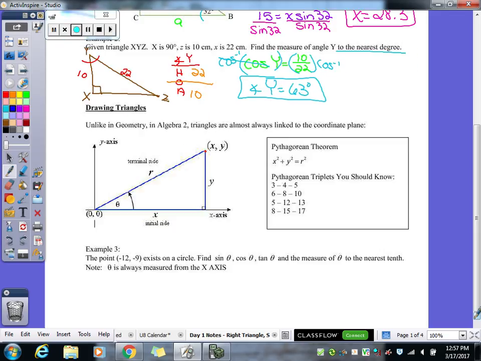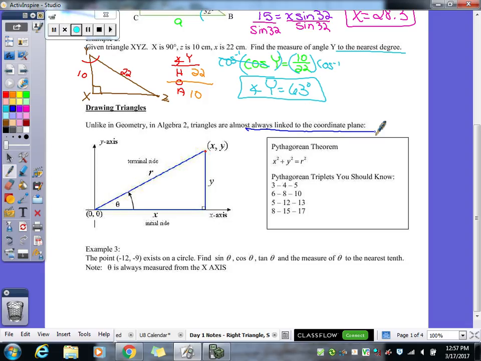With our triangles now, in geometry it was a little easier. You just drew your triangle, you figured out whatever it was you're missing. In Algebra 2, we switch it up a little bit by drawing our triangles and having them linked to the coordinate plane. So what that means is when we link them to the coordinate plane is you're going to have positive and negative values within your sine, cosine, and tangent now.